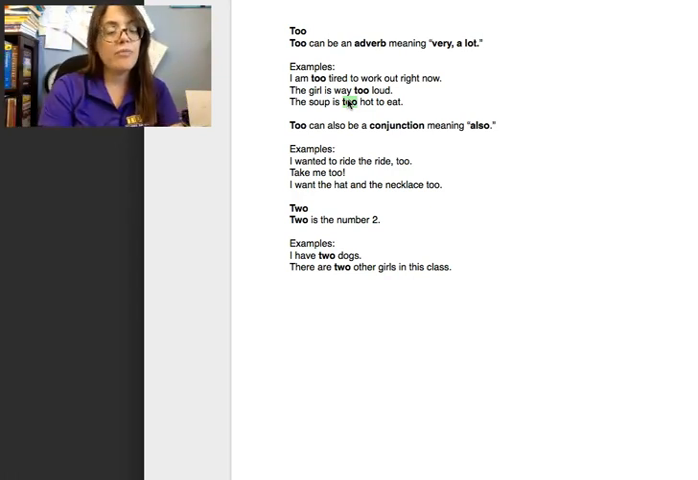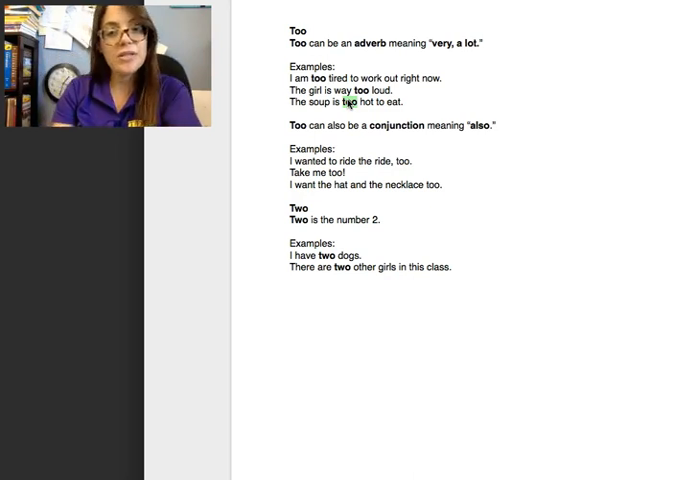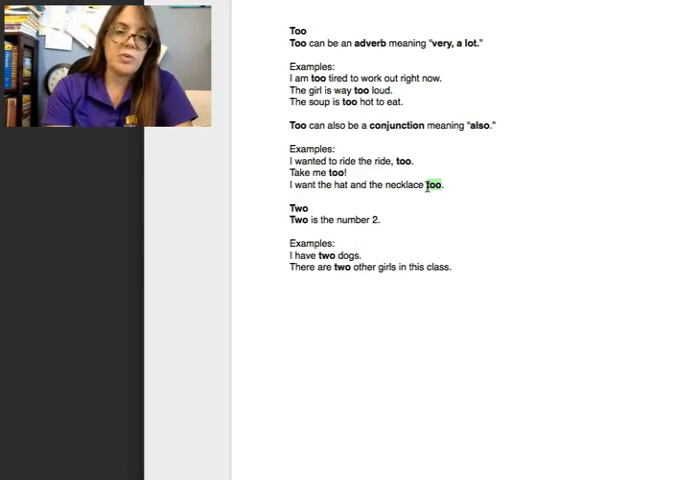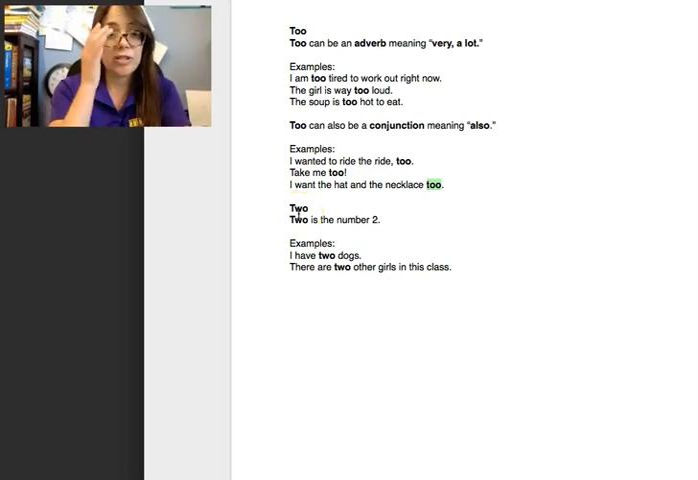Okay, we can also use this as a conjunction, meaning also. So I wanted to ride the ride too. Take me too. I want the hat and the necklace too. And basically, you just use that anytime you would use the word also. Okay. Two, t-w-o, hopefully we all know, is just the number two. So you just use that when you're talking about, you have two things.